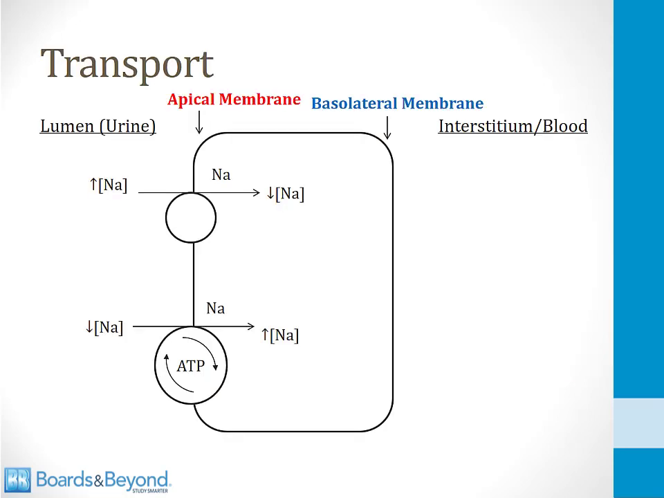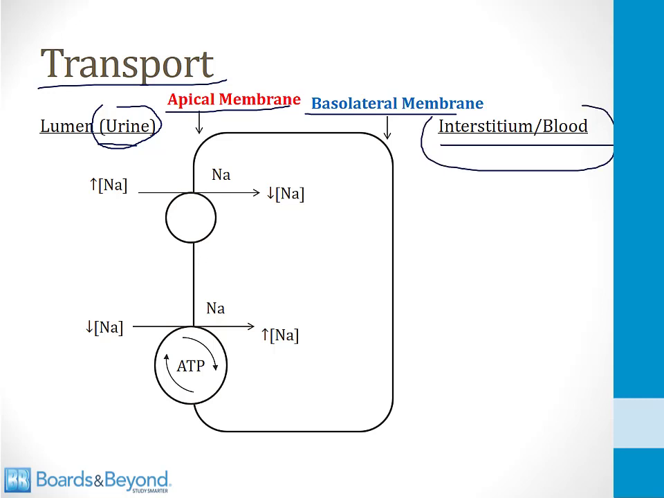The way that the nephron selectively reabsorbs solutes and other substances that are useful to the body is by transporting them from the urine side of the nephron into the interstitium or blood. There are cells that line the tubules of the nephron, and they perform this job of transporting solutes out of the urine and into the interstitium or blood. The first thing you need to understand about how this works is that these cells that line the nephron are polarized. They have one side called the apical membrane. That's the side that faces the urine or the lumen of the nephron. And they have another side called the basolateral membrane. That is the side of the cell that faces the interstitium or blood.